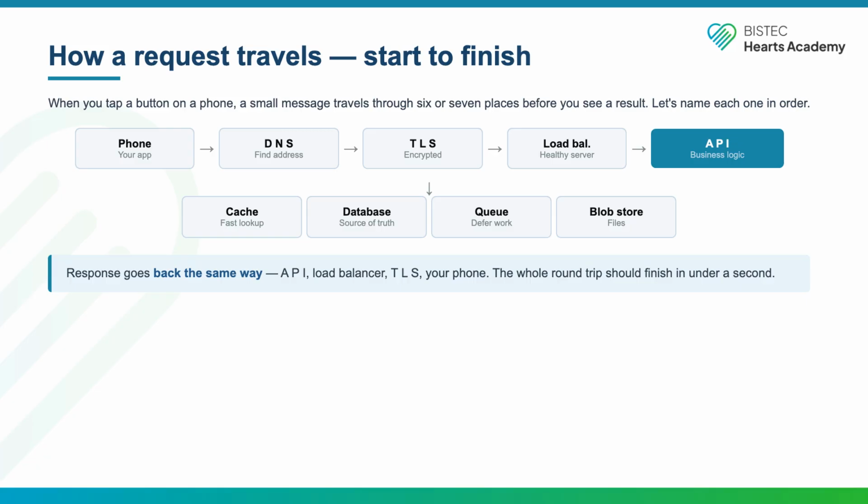Stop 4. The API service. Your business logic runs here. It might also call a cache, a database, a queue, or a blob store to do its work. After that, the response retraces the same path back to your phone. The whole journey, ideally, finishes in under a second. We are going to look at each stop, one slide at a time.